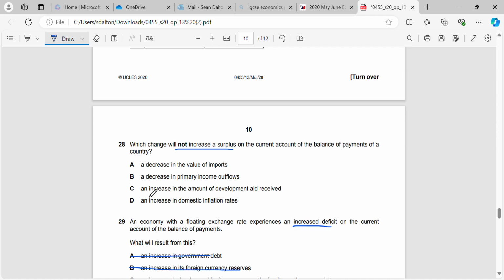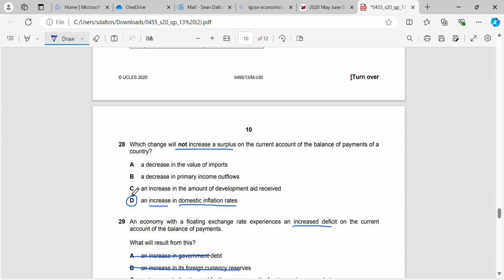Okay, so what would not result in a surplus would be an increase in domestic inflation rates. Okay, now why is that? Domestic inflation rates, what's that going to do? So remember, a surplus would be where we're exporting more, right? So if we have an increase in domestic inflation rates, our exports are going to become less competitive, because the price of our goods and services will become more expensive, so they will become more expensive for people that are buying them in other countries also.